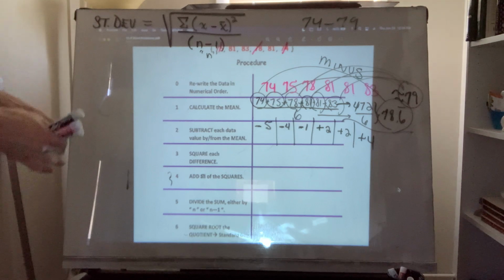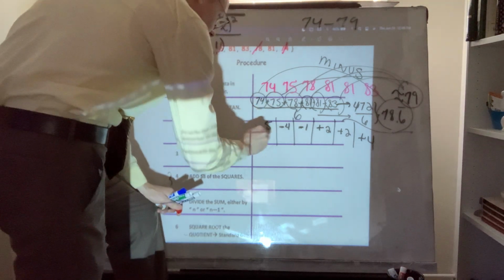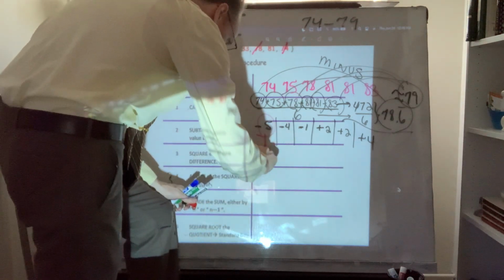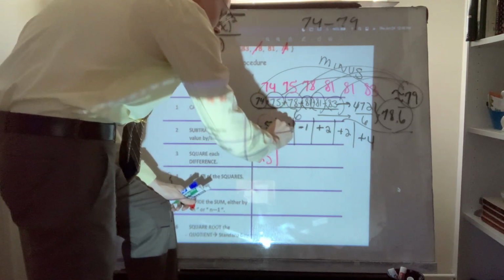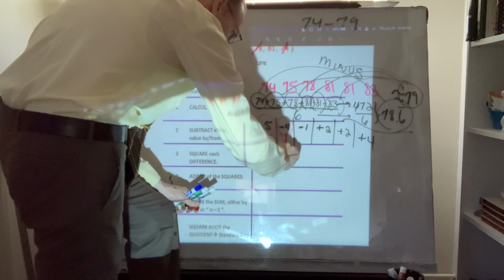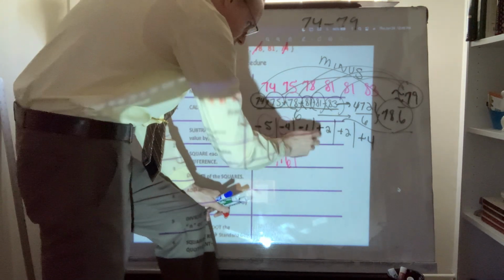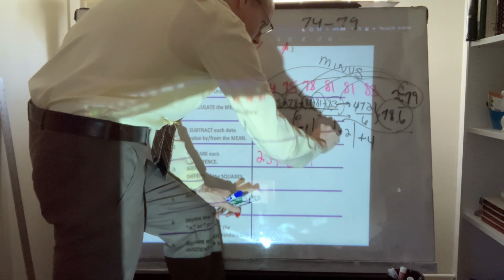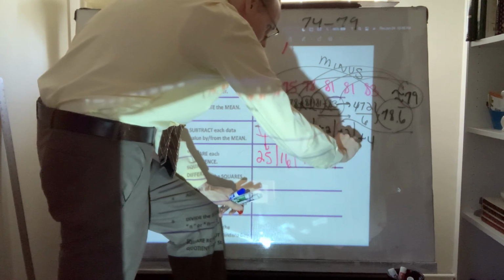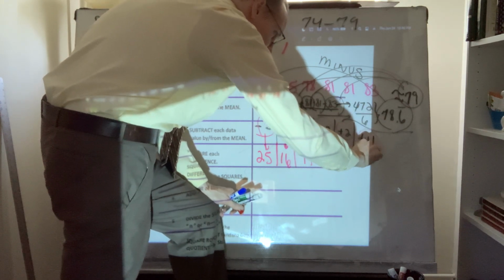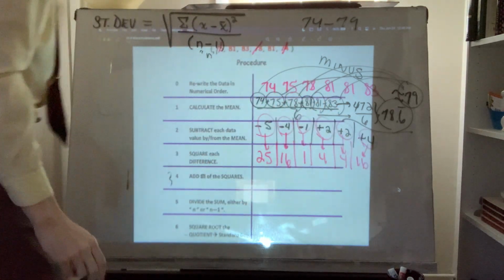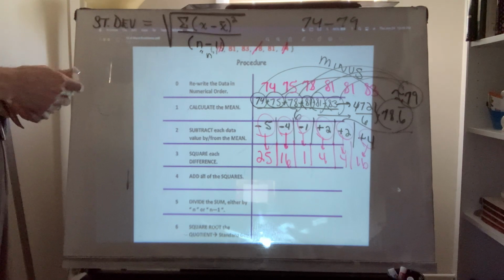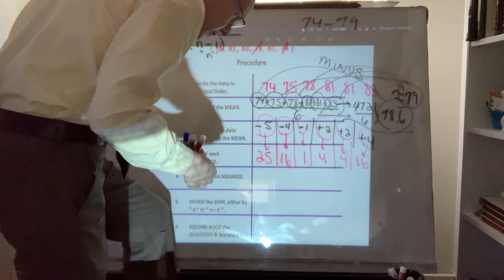So to circumvent that, each one of these gets squared. All right? So negative 5 times negative 5 is 25. Negative 4 times negative 4 is positive 16. Negative 1 times negative 1 is positive 1. And 2 squared is 4, and it happens again, and 4 squared is 16. Right. And then you would add all of these squares. You could do it in any order when you're adding, of course.